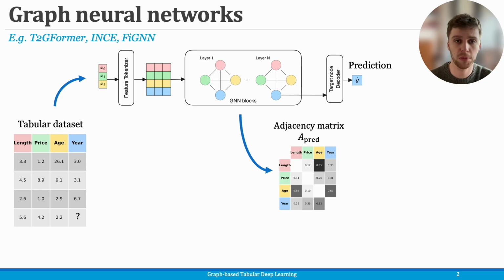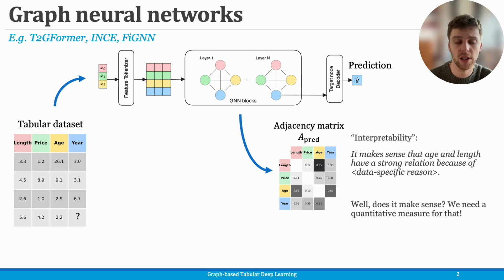So once this model has been trained to do prediction, we can extract the adjacency matrix out of the methods. And what these methods often claim in their papers is that they can do interpretability. So for this example, they could say something like, it makes sense that age and length have a strong relation because of some data-specific reason. Does it actually make sense? We need a quantitative measure for that.